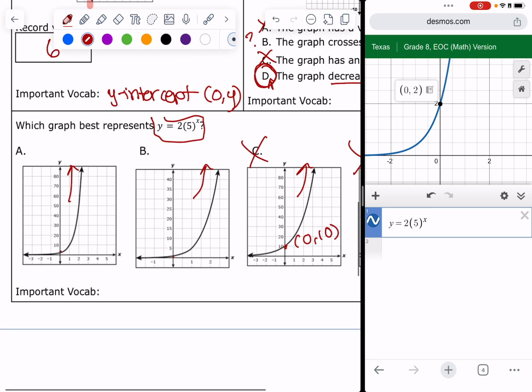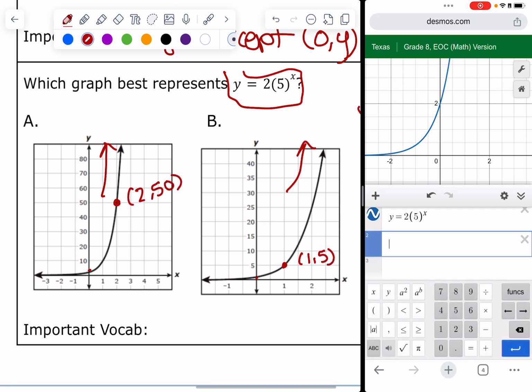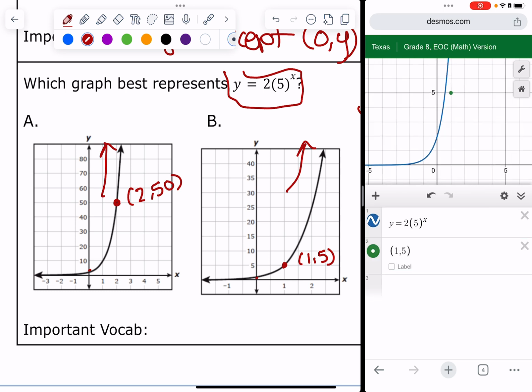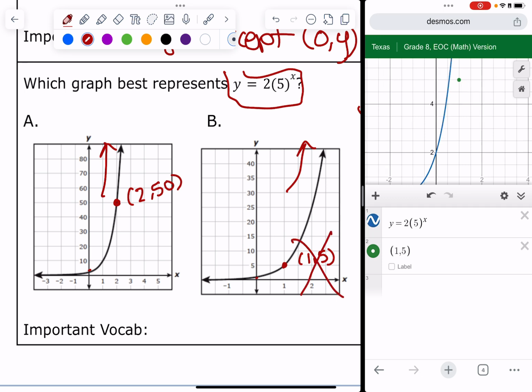So now I'm between B and D. What I want to do is look for a point that's going to help me. Like right here, (1, 5). And then right here, (2, 50). I'm going to put those points in. (1, 5). And I'm going to zoom out. See how this blue does not touch the green point? That means (1, 5) cannot be good.